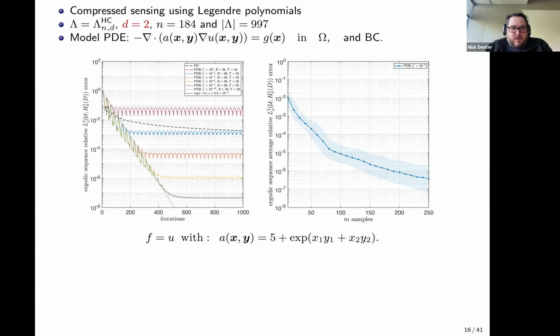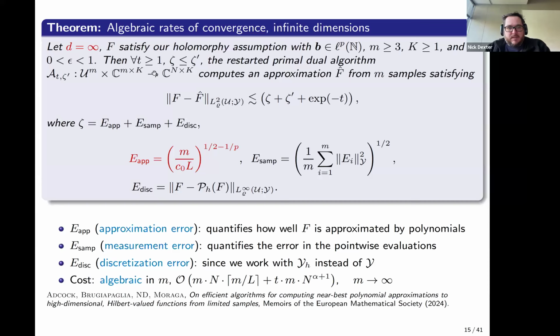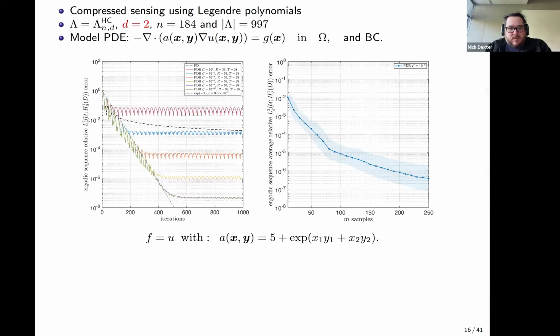And on the left here, we were verifying this choice. You notice in both of these statements, we say zeta has to be less than or equal to zeta prime. And zeta prime is something that shows up in the algorithm. So we're verifying here that zeta prime can be set arbitrarily small, and you still get good convergence that matches what the theory predicts. This is a 2D example, and it looks nice.